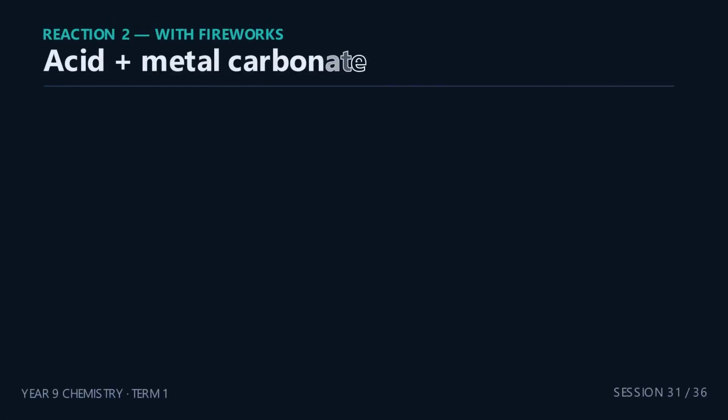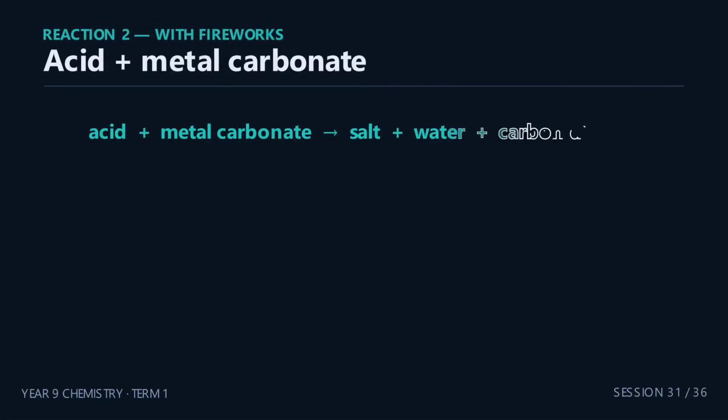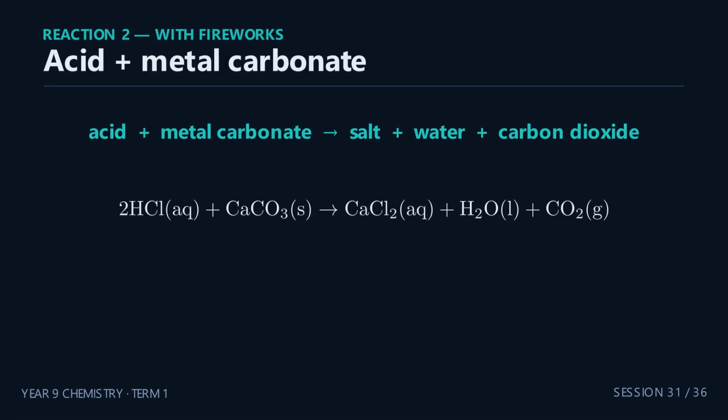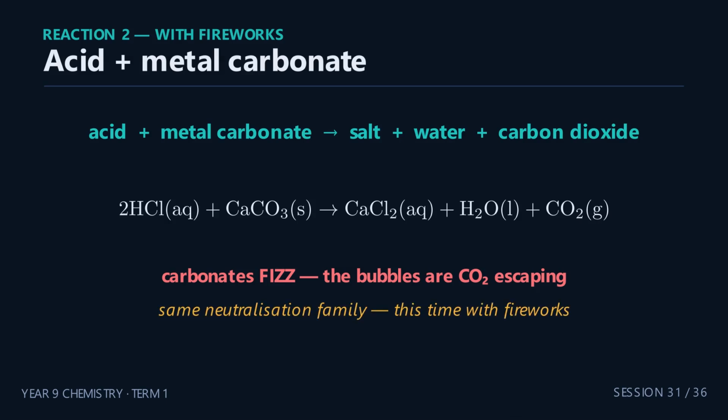Now, acid plus a metal carbonate, and this one is livelier. The pattern gains a third product. Acid plus metal carbonate gives salt plus water plus carbon dioxide. Here's the example. 2 hydrochloric acid plus calcium carbonate gives calcium chloride, water, and carbon dioxide gas. That's why carbonates fizz when you add acid. The fizzing is the carbon dioxide bubbling out. Same neutralization family, but this time with fireworks.